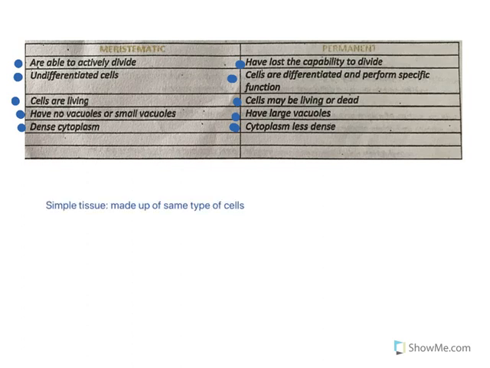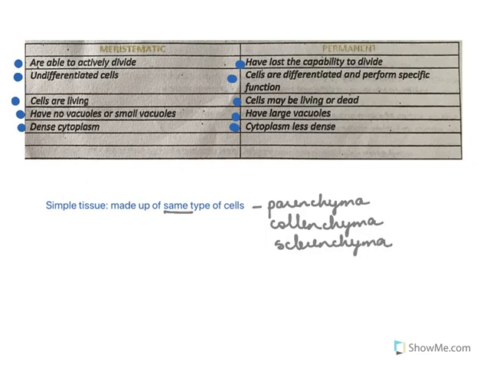The next thing we need to learn is simple tissues. Simple tissues are tissues that are made up of the same type of cells. For example, we have the parenchyma, where all the cells are of the same type. Then we have the collenchyma, made up of the same type of cells, and the sclerenchyma. So these are simple tissues because they're all made up of the same type of cells.